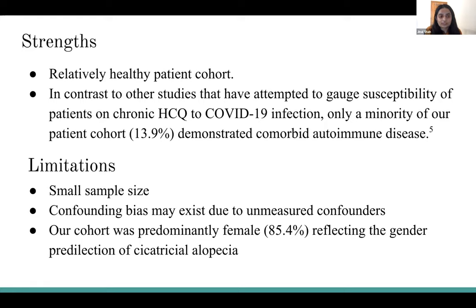Our study has limitations, of course. We do have a small sample size, and even though we tried to adjust for non-randomization, there could still be confounding bias due to unmeasured confounders. As I mentioned before, a majority of our cohort was female. This was due to the nature of cicatricial alopecia, in that most patients are female.